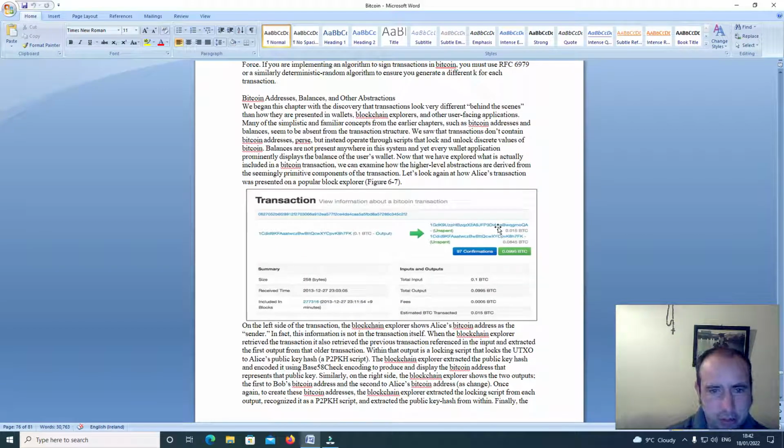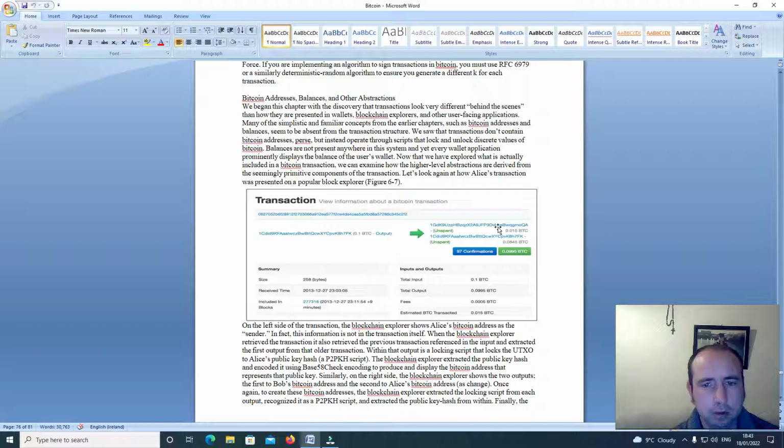Bitcoin addresses, balances and other abstractions. We began this chapter with the discovery that transactions look very different behind the scenes than how they are presented in wallets, blockchain explorers and other user-facing applications. Many of the simplistic and familiar concepts from earlier chapters, such as Bitcoin addresses and balances, seem to be absent from the transaction structure.